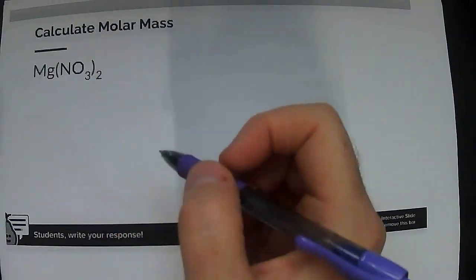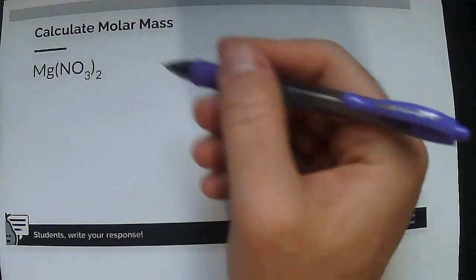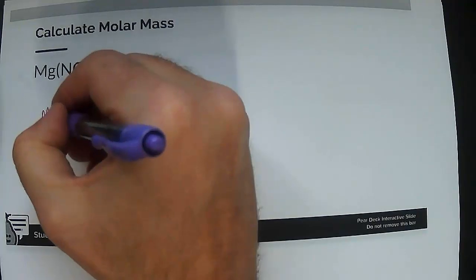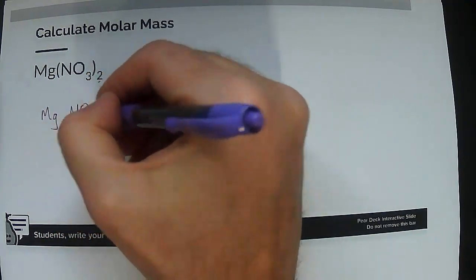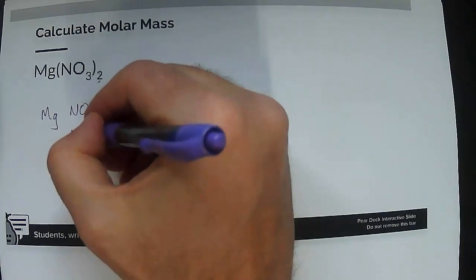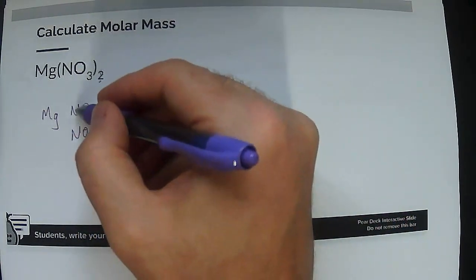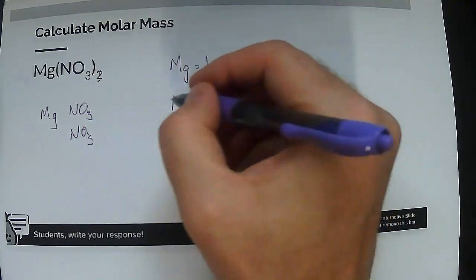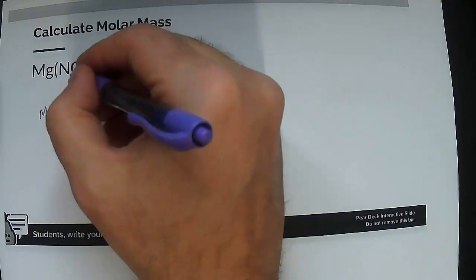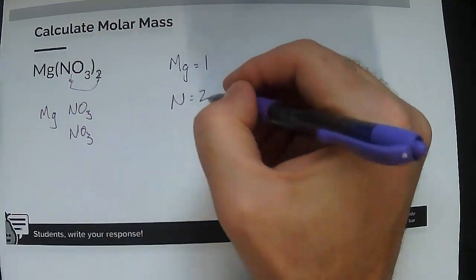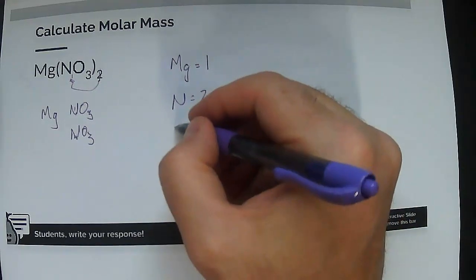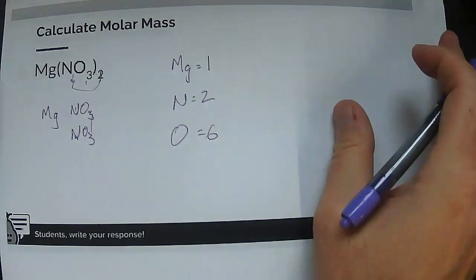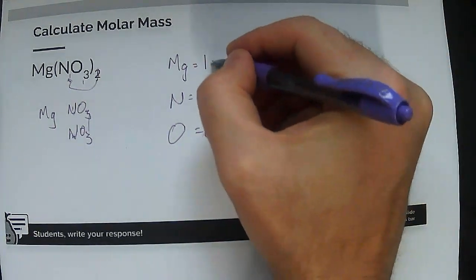So now we have parentheses. What parentheses mean is that we distribute the number. This means that this formula is MgNO3, but there's 2 of everything, so there's 2 NO3s here. So if we're counting, there's 1 Mg, and then there's N. N could distribute here, 1 times 2 is 2. Or if you count here, there's 2. And then O, that's 2 times 3 is 6. And then we look at the periodic table.